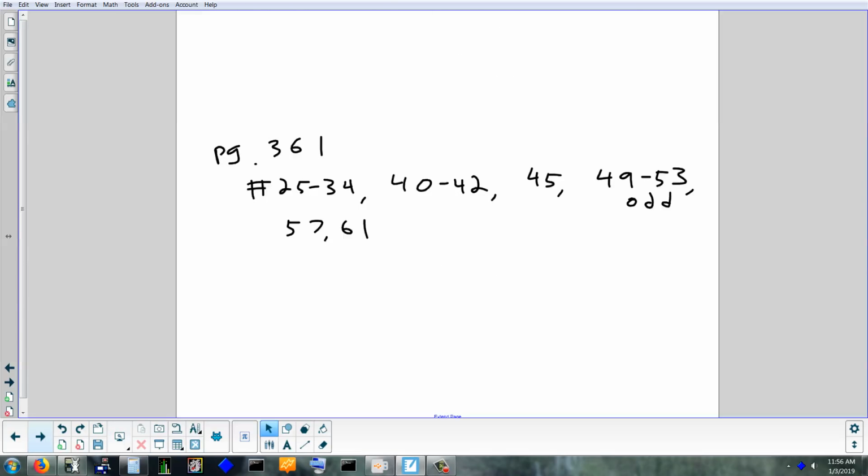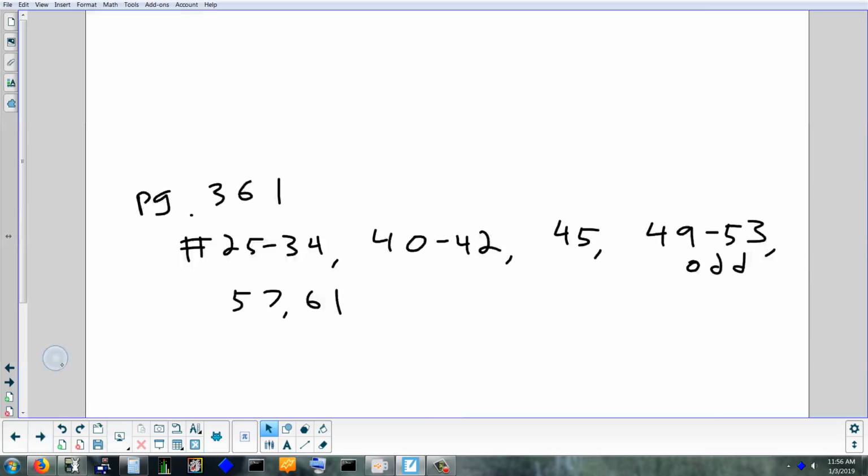Okay, so homework for tonight is same page. Actually, it's one page later than last night, I think. It's 25 to 34, 40 to 42, 45, and then 49 to 53 odd, and 57 and 61. Okay, so just a reminder, I will be here after school today, so if you need anything, I'll be here. Anything you need to make up. No test this week, and your last homework assignment for the term is on Friday.